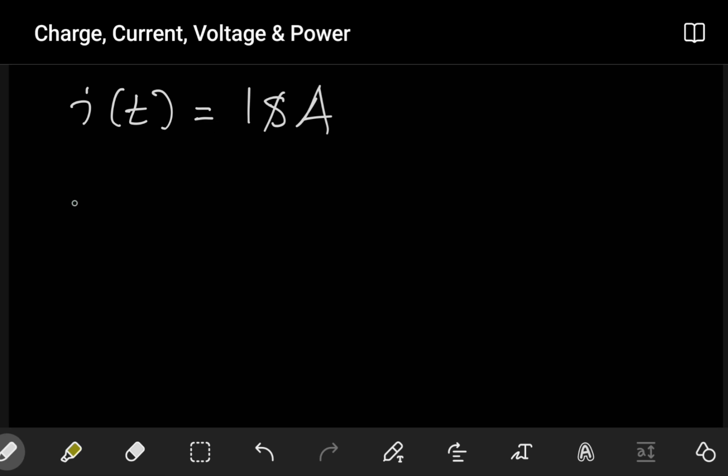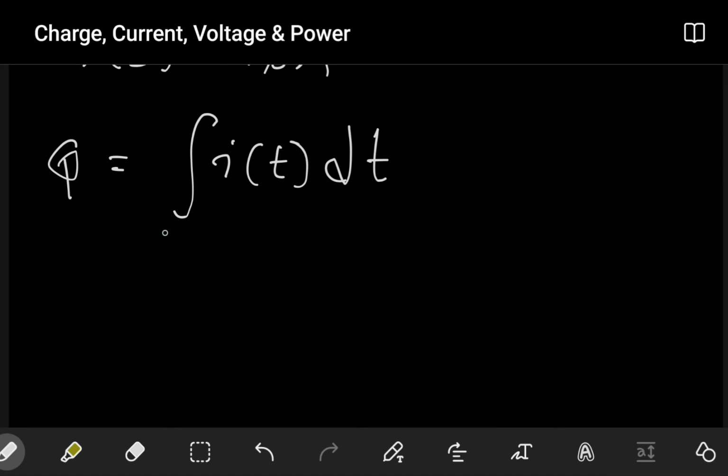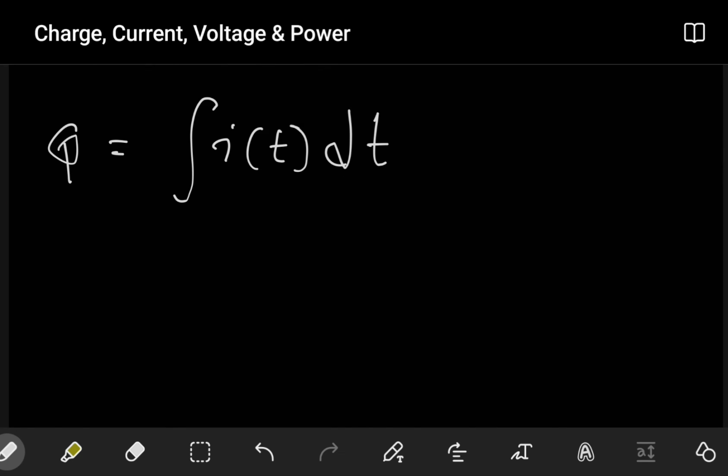Now we saw to say that the charge will literally be equal to the integral of i(t) multiplying dt. So in this case, again, I'll leave the limits out.